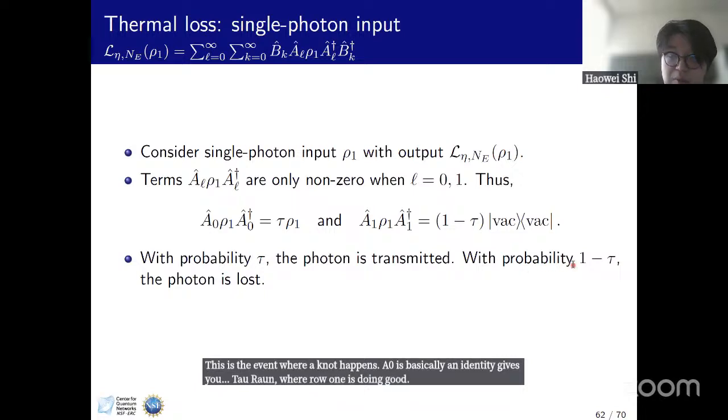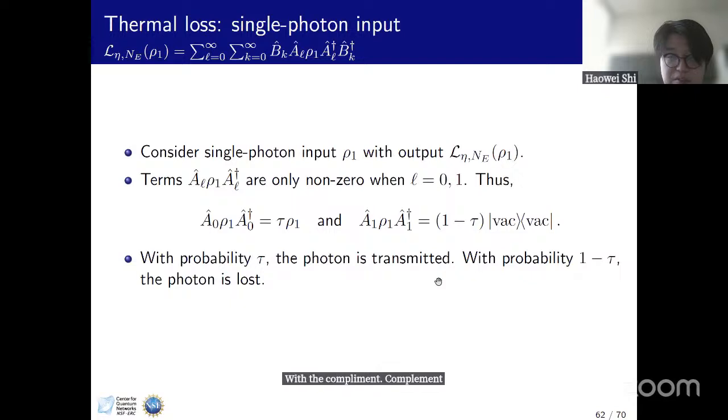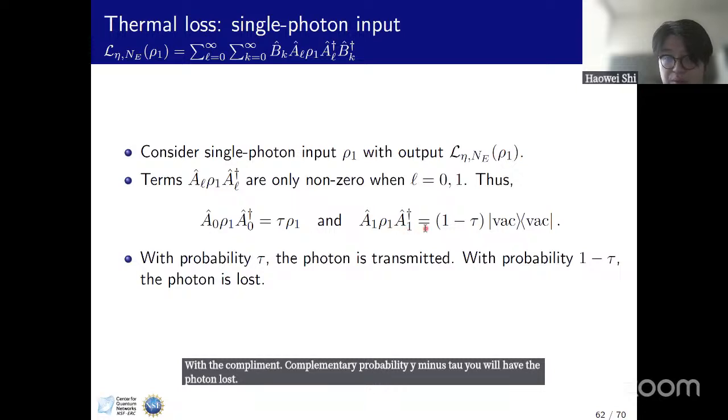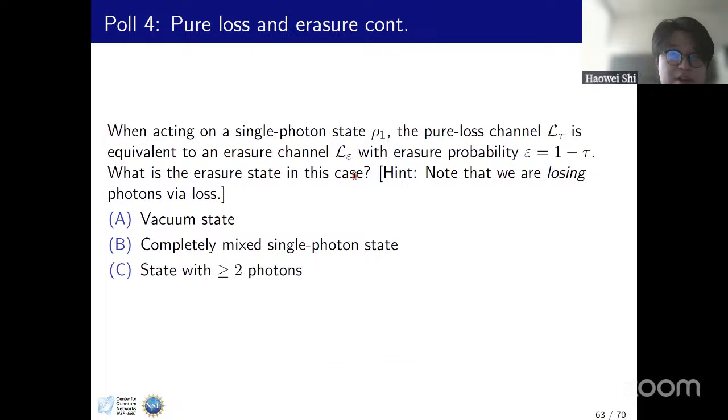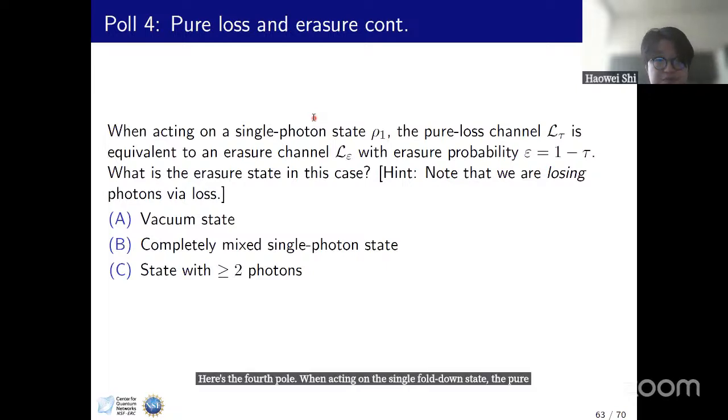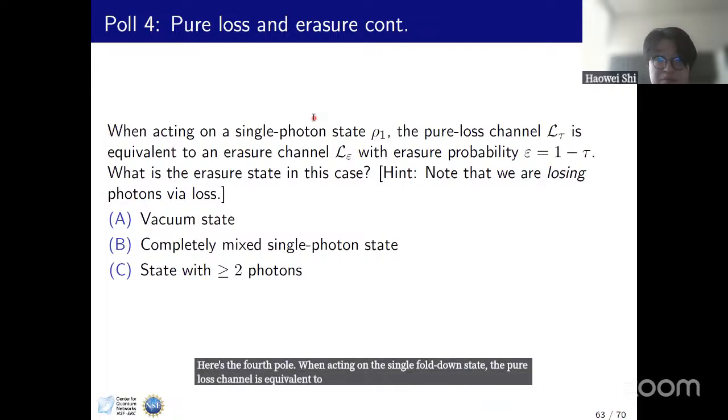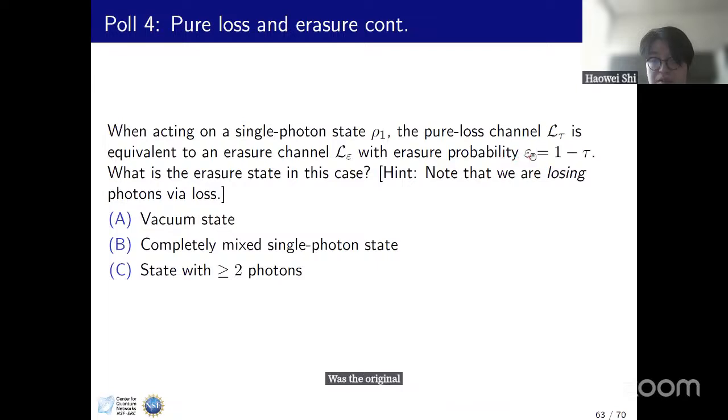With the complementary probability 1 minus tau, you will have the photon lost. The input will be operated by the loss event A1, and the output is a vacuum state. Here's the fourth point. When acting on the single photon state, the pure loss channel is equivalent to an erasure channel, with the erasure probability epsilon equal to 1 minus tau.